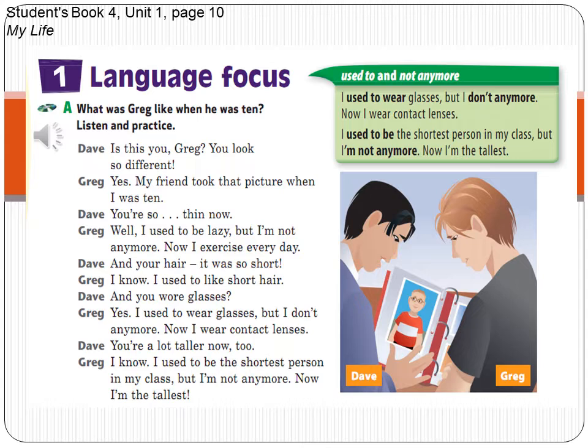And your hair. It was so short. I know, I used to like short hair. And you wore glasses? Yes, I used to wear glasses, but I don't anymore. Now I wear contact lenses. You're a lot taller now, too. I know, I used to be the shortest person in my class, but I'm not anymore. Now I'm the tallest.